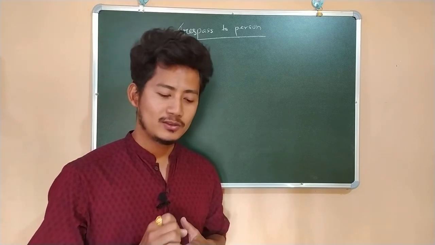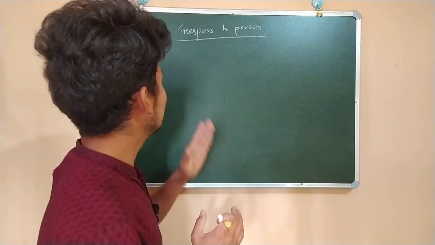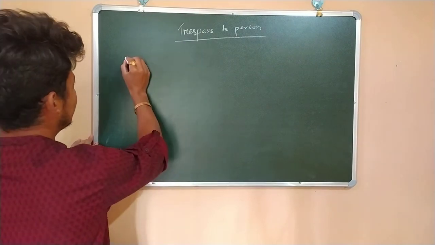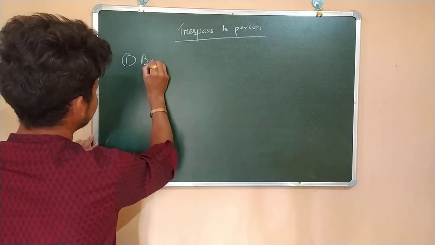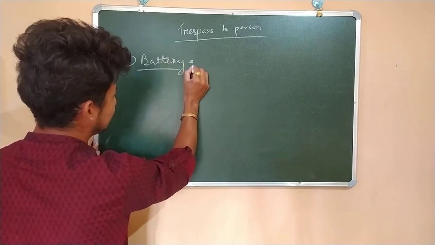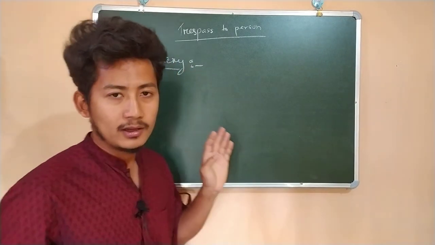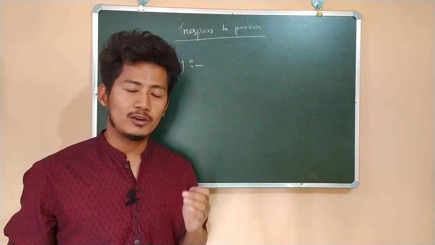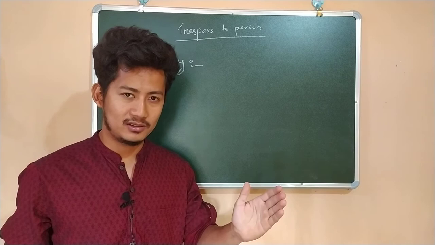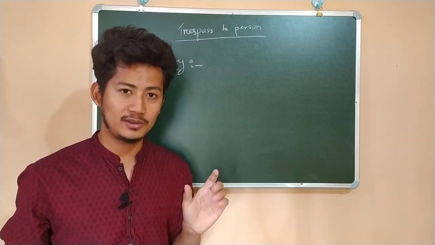So without any further delay, let's have the first topic under trespass to person. That is number one, battery. So what is battery? Battery is an application of force which is intentional to another person and without lawful justification. Simple.